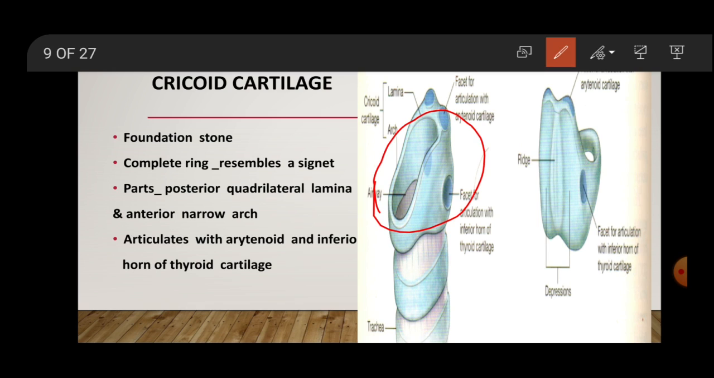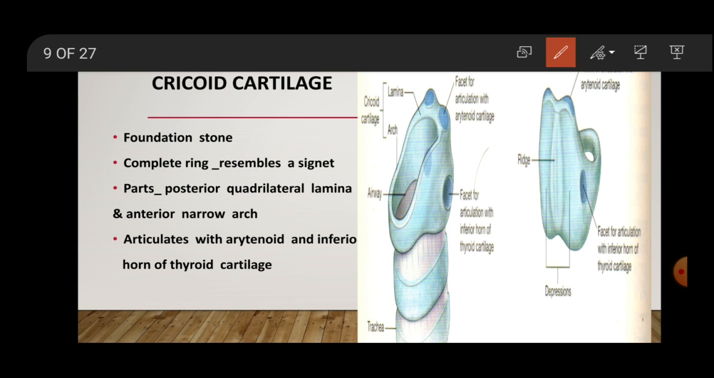So this is the posterior broad lamina, and this is the narrow arch. This is the arch of the cricoid, and this is the quadrilateral lamina. So the parts of the cricoid cartilage are the posterior quadrilateral lamina and the anterior narrow arch. This cricoid cartilage is of hyaline variety. Unlike the epiglottis, which is elastic cartilage, the cricoid is hyaline, hence it is prone to calcification and ossification.